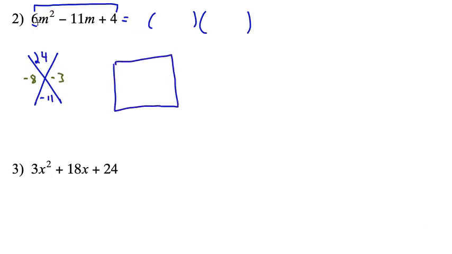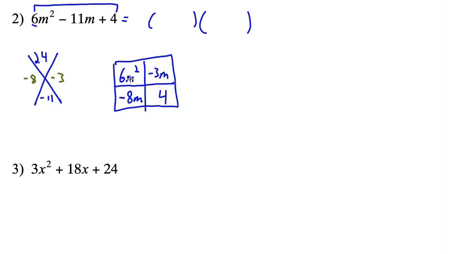Now, since this polynomial did not have a leading coefficient of 1, we need to go to the box. These wing numbers in this situation do not tell us our factors. All right, let's start by filling in the box. The top left corner will be 6m squared. The bottom right will be 4. Now these tell us the other two boxes, -8m and -3m.